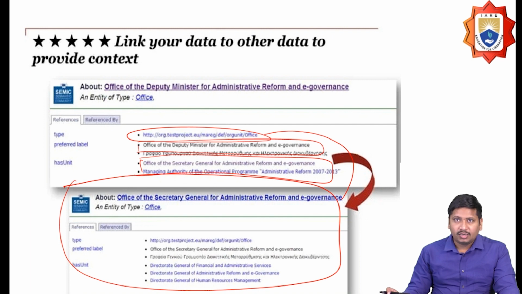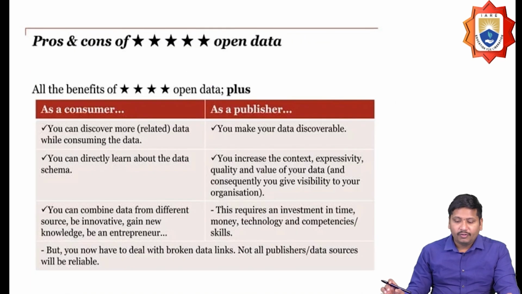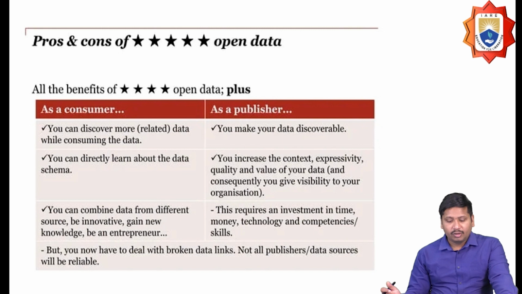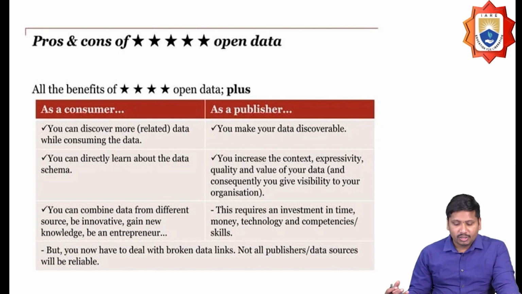So this is the 5-star scheme of linked data. The view should look simple, and more detail is provided by linking to other websites. As a consumer, you can discover more relevant data while consuming the data, directly learn about the schema, and combine data from different sources to gain knowledge. As a publisher, you can make your data discoverable, and increase the context, explicitness, quality, and value of data. This requires investment in time and technology.